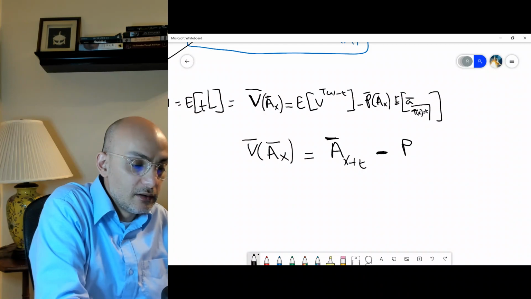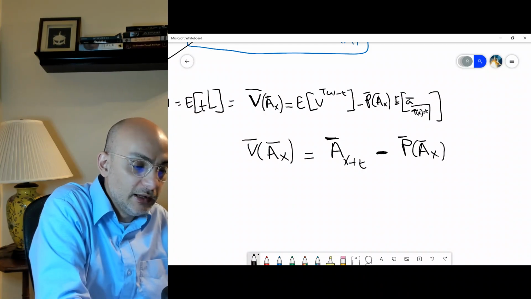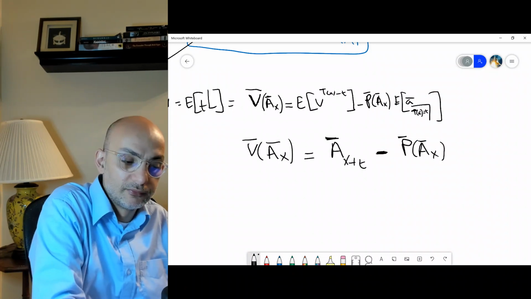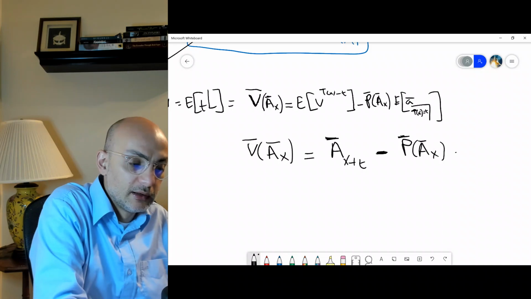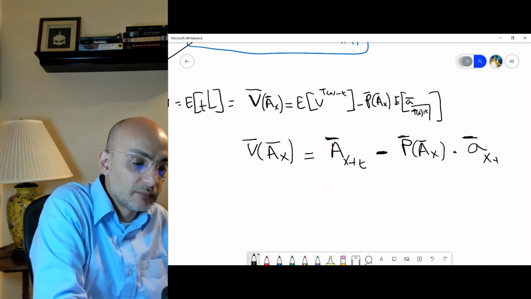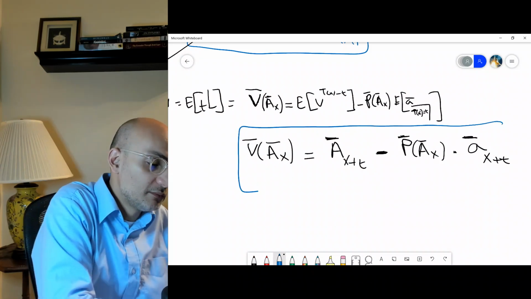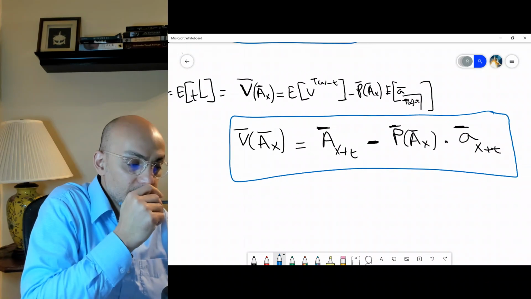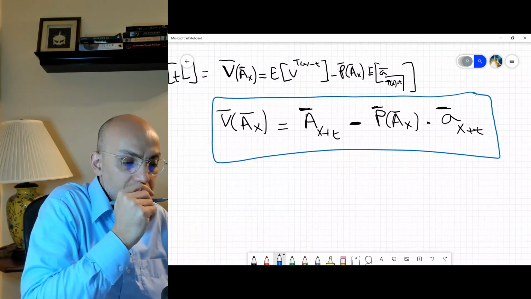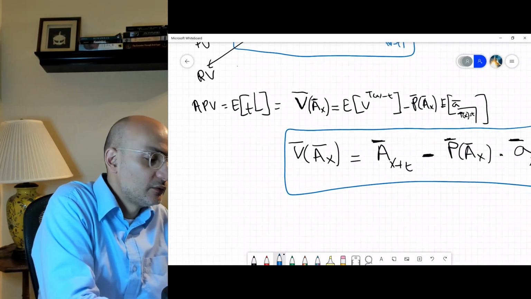Now again, remember, the premium is the premium that you are collecting at time X, not at time X plus T. The premium that you collect at time X, which is a fixed number, is multiplied by the annuity at age X plus T. This is very, very important. You need to memorize it.